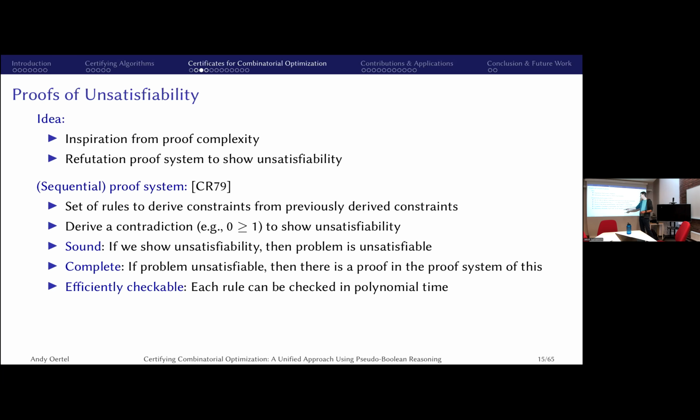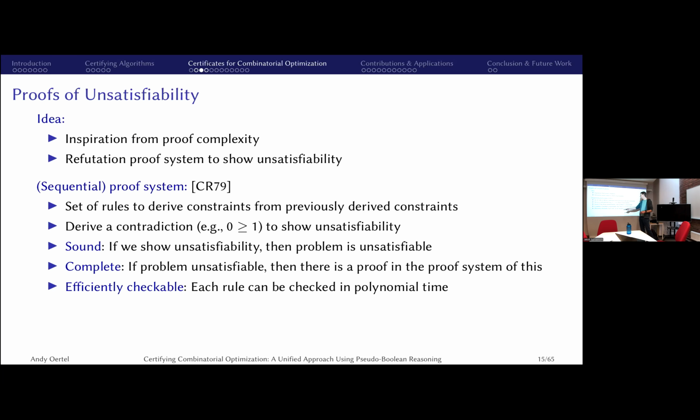And lastly, we have efficient and checkable. This basically says that each rule should be checkable in polynomial time. When we think about this more, for our conditions, where we want everything to scale linearly, polynomial time is actually not restrictive enough for us. We more often aim for each rule to be checkable in linear time, or even better, or even less. So this now gives us a proof system, a way to prove unsatisfiability.